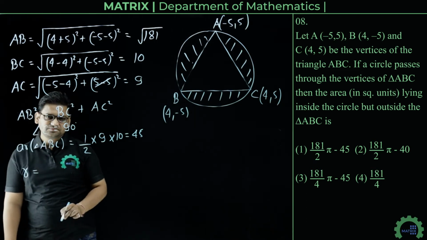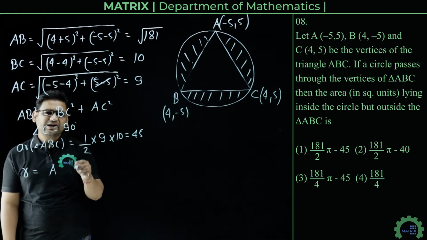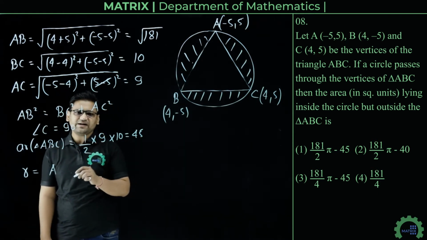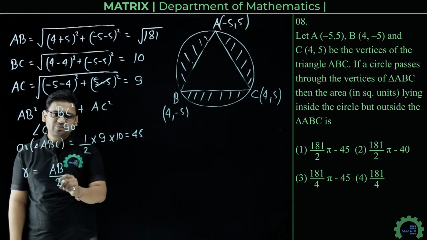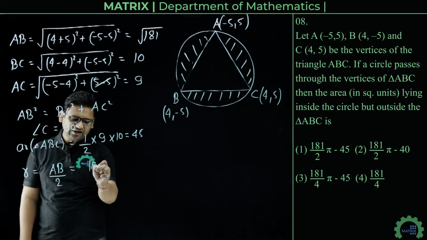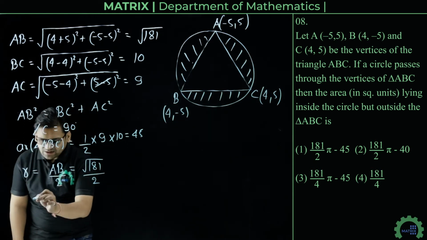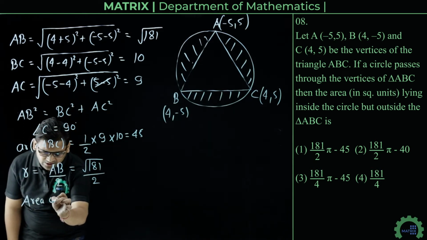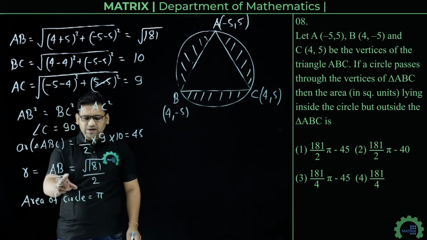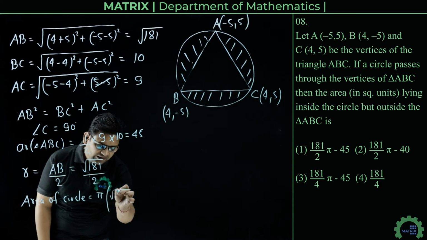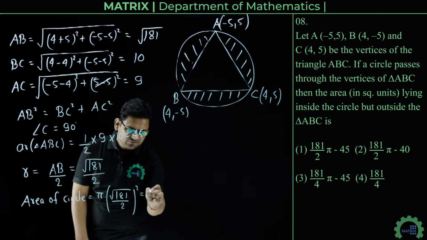radius of the circle is half of the hypotenuse. As the triangle is a right angle triangle and the circle is circumscribed around this right angle triangle, the radius is half of the hypotenuse, that is AB by 2, and AB is root 181. So the radius is root 181 by 2. So area of circle is pi r square, and r square will be (root 181 by 2) square, that is 181 pi by 4.